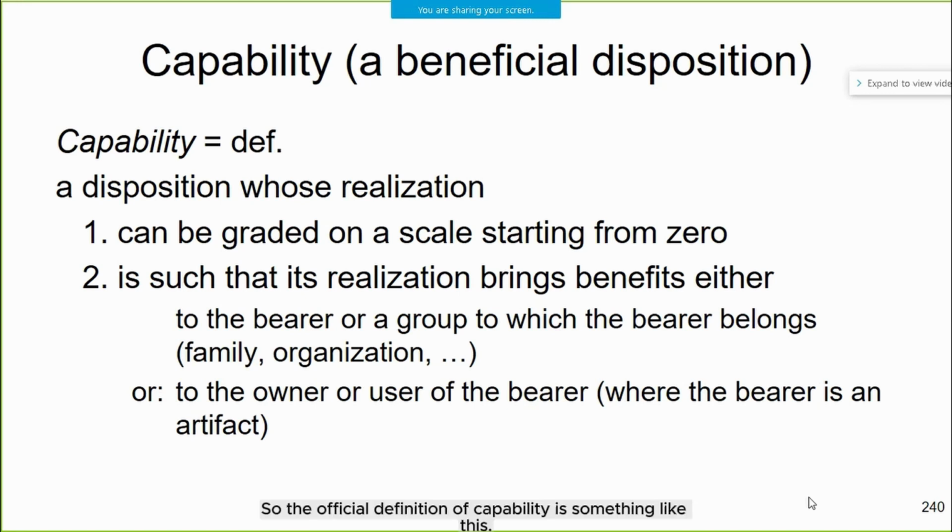So the official definition of capability is something like this. A capability is a disposition whose realization can be graded so that it's realized well or realized less well. And then this realization brings benefit either to the bearer or the bearer's group, the bearer's child, for instance, or to the owner or user of the bearer, where we're dealing with the dispositions of an artifact.